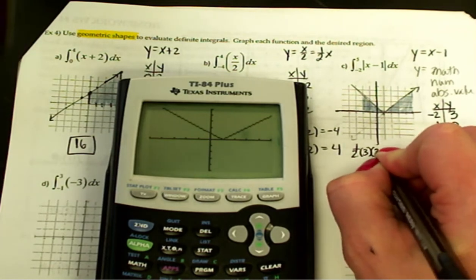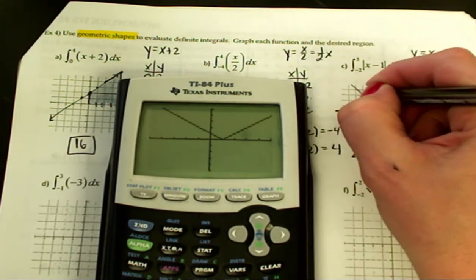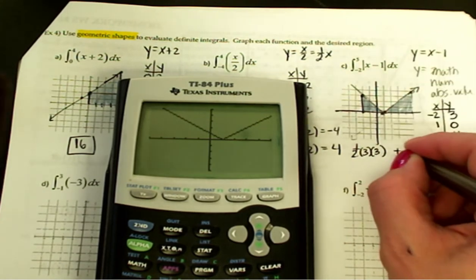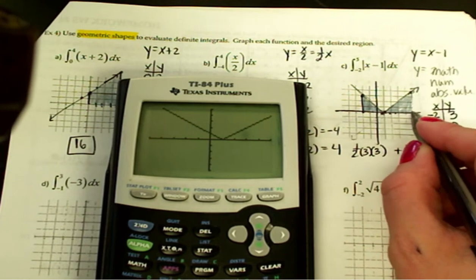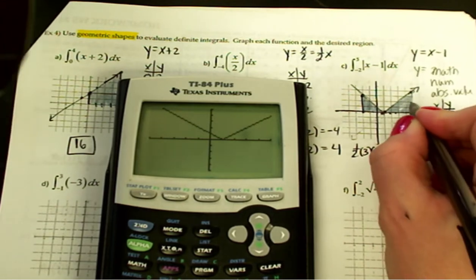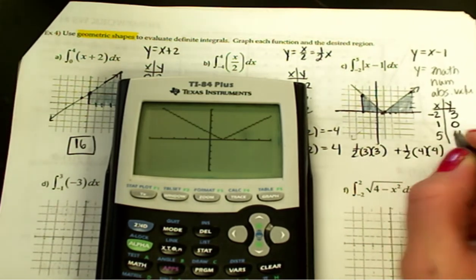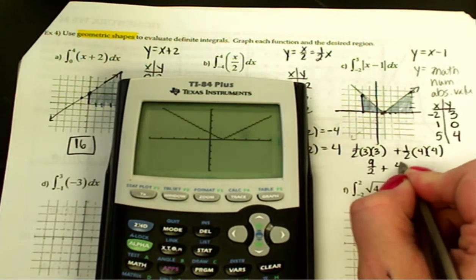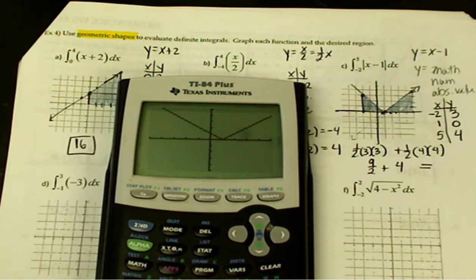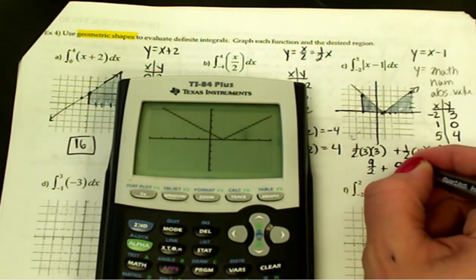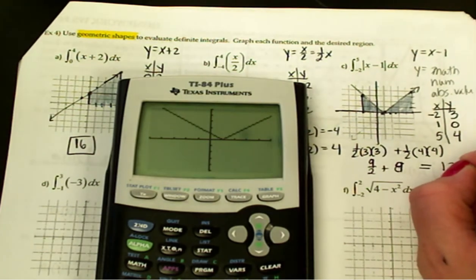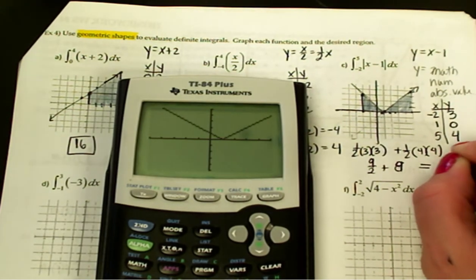1/2 base times height. One half, 1, 2, 3, 4, base times height. 9/2 plus 4. Plus 8, just kidding. Plus 8. 12.5. 12.5.